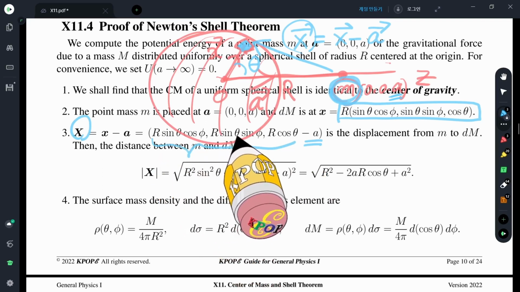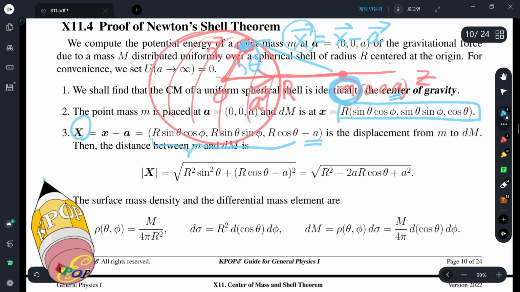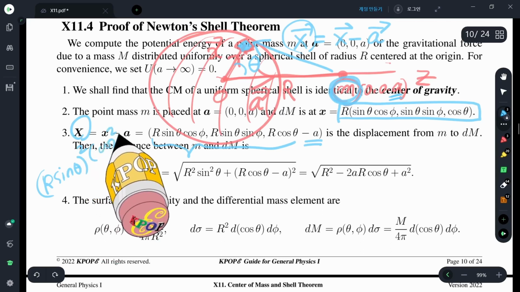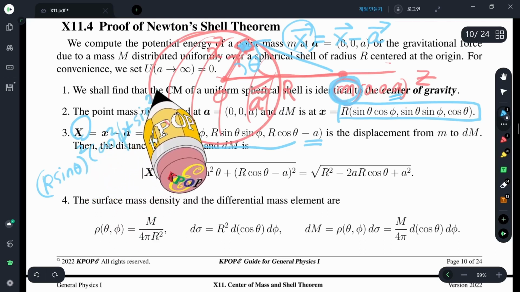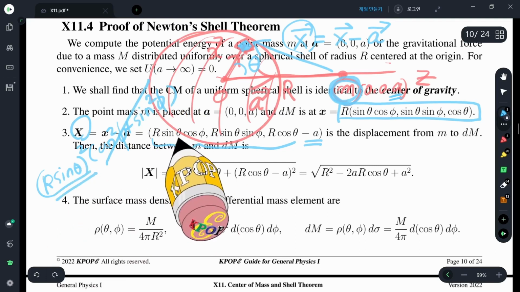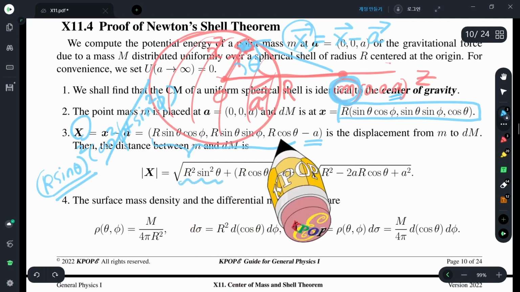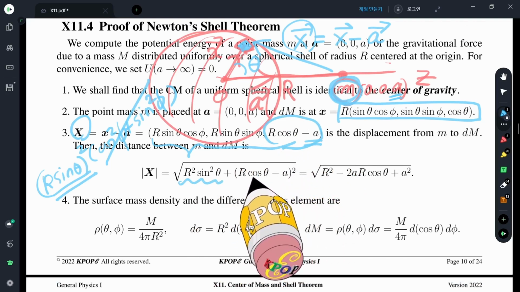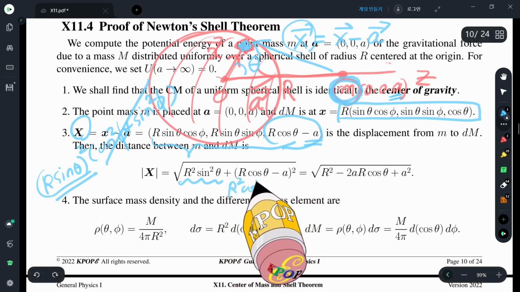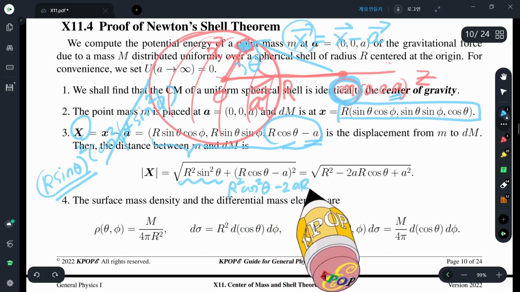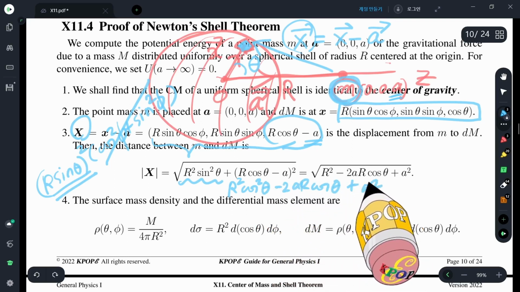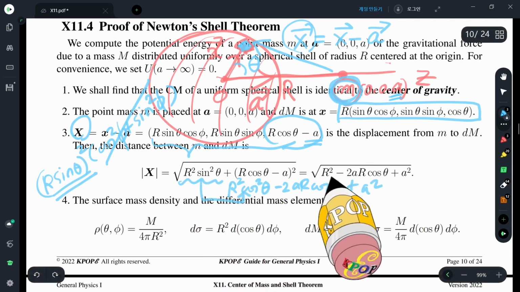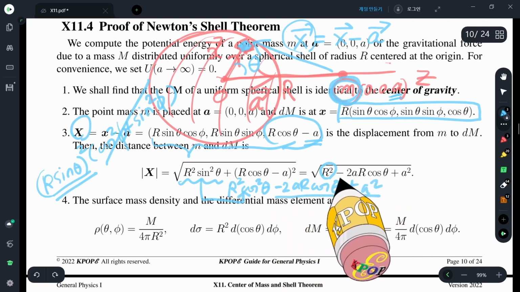These two can be summed first because r sine theta is common, squared, and cosine squared phi plus sine squared phi is 1. So r squared sine squared theta appears here. And the remaining piece is (r cosine theta minus a) squared. We can expand this: r squared cosine squared theta minus 2ar cosine theta plus a squared. And because there is r squared sine squared theta, these two terms can be summed to have r squared. And then the remaining pieces are copied here.